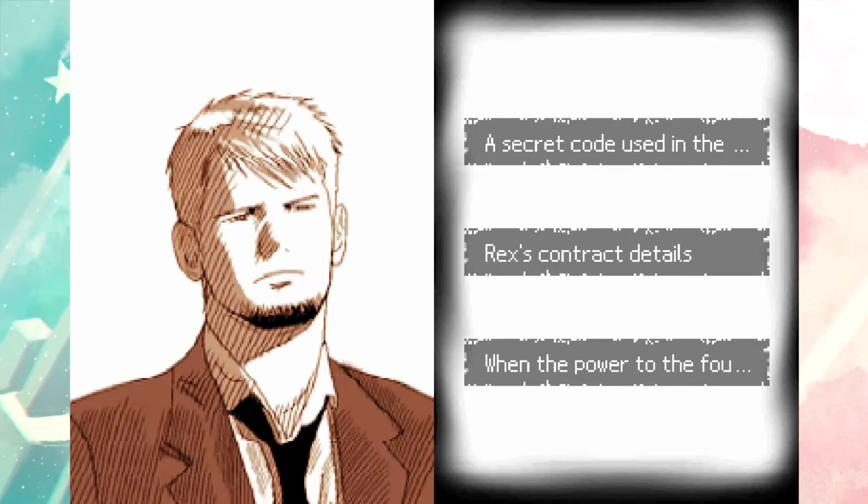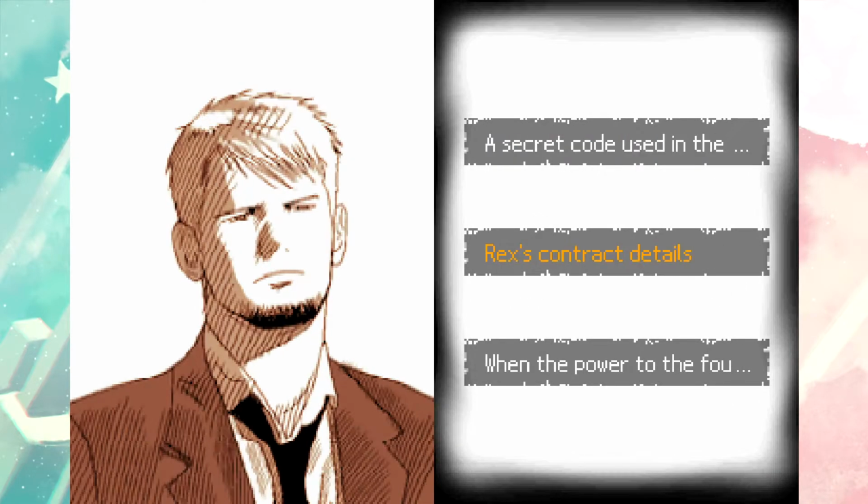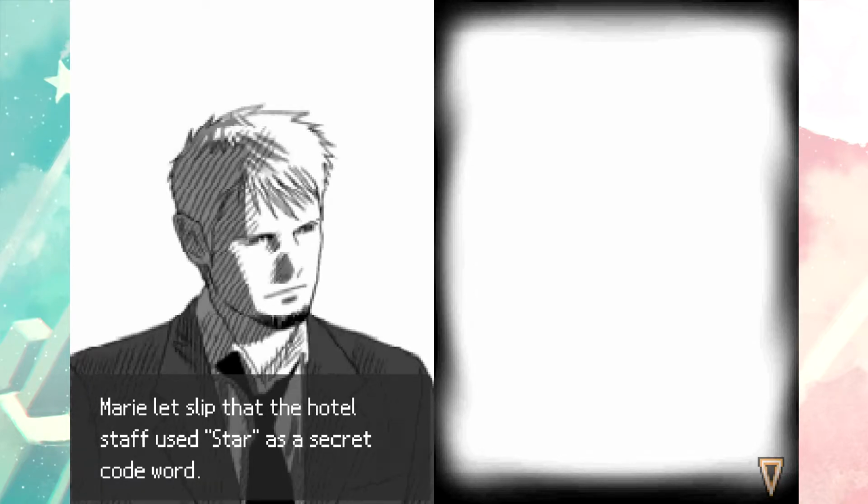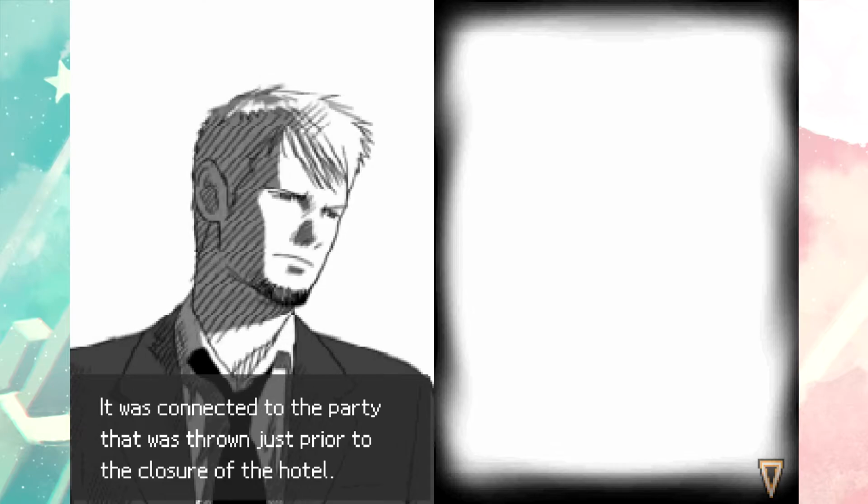I also learned about a secret code used in the hotel. Rex's contract details when the power to the fourth floor will be cut. Secret code. Right. Marie let slip that the hotel staff used star as a secret code word. It was connected to the party that was thrown just prior to the closure of the hotel.